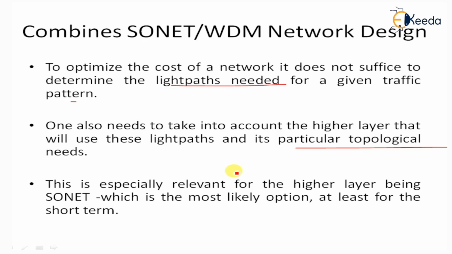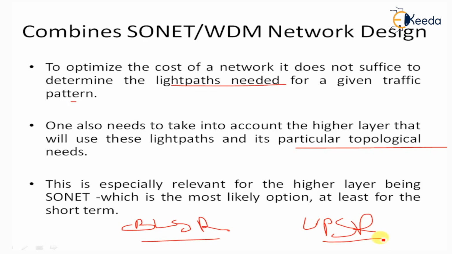Furthermore, SONET rings are divided into two main types. One is BLSR, bidirectional line switching ring, and the other is UPSR, unidirectional path switching ring. These architectures impose additional constraints on how the light paths are used.